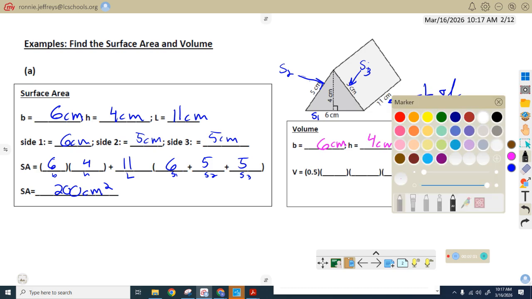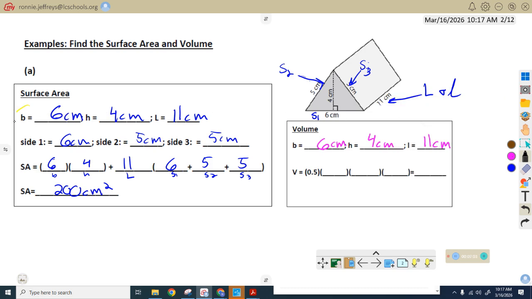Alright, so you should notice that this right here and this right here are the same things.